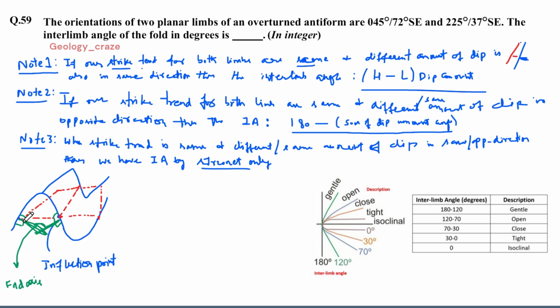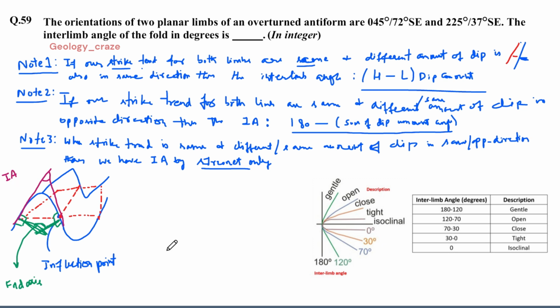From this 90° we will make one tangent. We will make then one tangent. From this limb also we will make one tangent. Now the angle between these two is our interlimb angle.